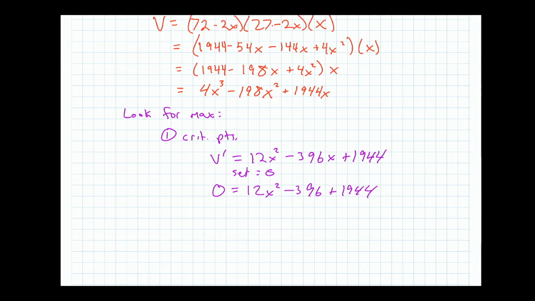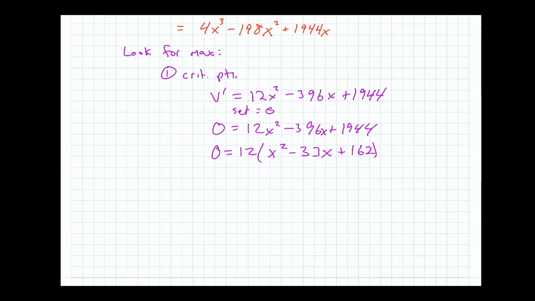396 over 12. Does 12 go into that? Yeah. Does 12 go into 1944? Yeah. Okay. So I'm trying to solve this. I'm going to factor out a 12. If I factor out a 12, I get x squared minus 396 over 12 is 33x. 1944 over 12 is 162. So I get this. We've got to try to factor this. Does it factor? What do you think?